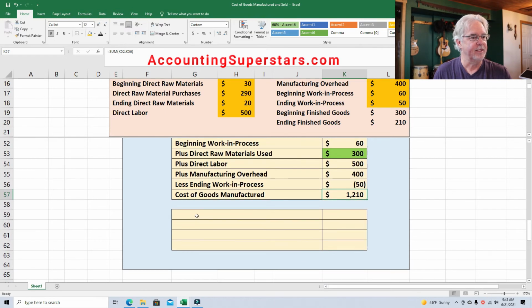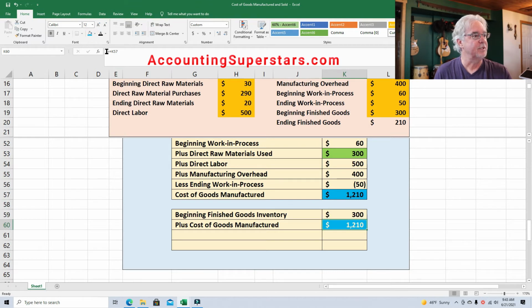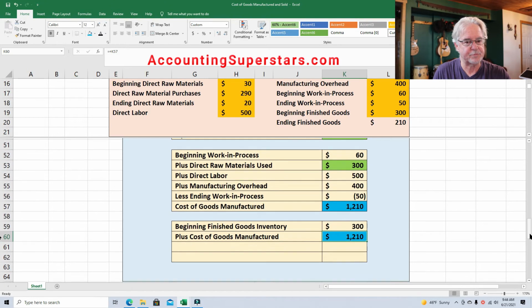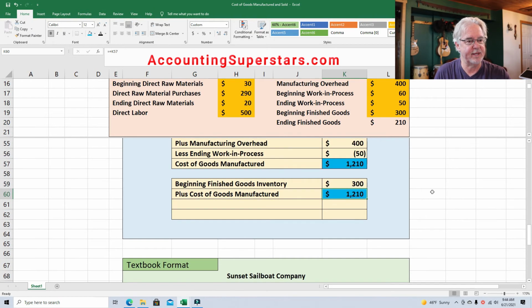So here we go. It starts out with beginning finished goods. And our beginning finished goods is 300, comes from right there, 300 bucks. And then we'd add in our cost of goods manufactured. And you might say, where do we get that? Well, we just figured it out. It was right here. And I'm going to highlight this in a different color, real pretty blue color. How's that? Hope that shows up on your screen. Okay. So let's drop that number right into place. So this cost of goods manufactured just gets carried down, just like what we did up above. Here's what we did up above. Our cost of direct raw materials used got carried down. And so our cost of goods manufactured gets carried down.